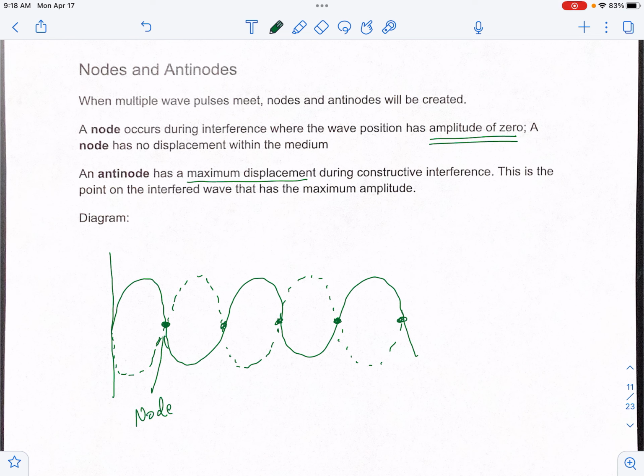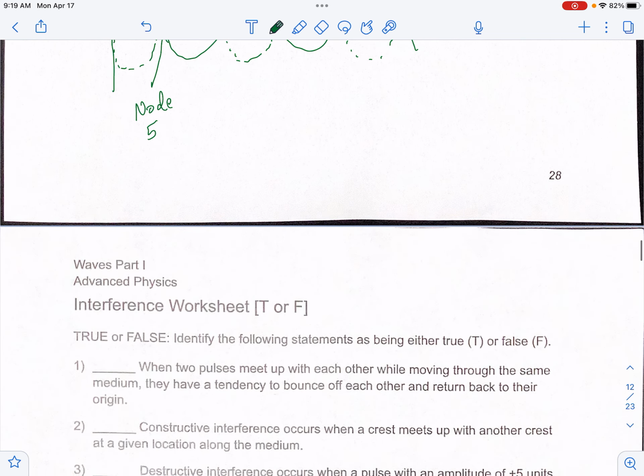Okay, so if I were to ask you how many nodes are in this standing wave, you would just count 1, 2, 3, 4, 5. There are 5 nodes. Now an antinode is the top or the bottom. So an antinode would be up here. And if you were to ask how many antinodes there would be, it'd be 1, 2, 3, 4, 5. So that's just knowing the terminology: a node is where it has 0 amplitude and an antinode is where it has the maximum amplitude.